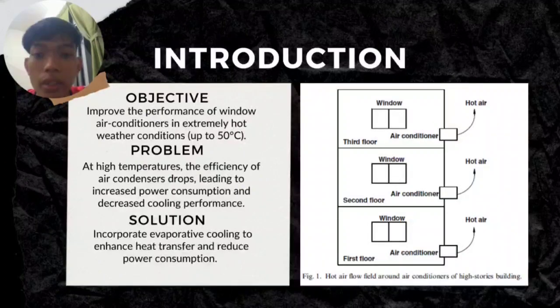So the main objective of this slide is to improve the performance of window air conditioner in extremely hot weather conditions up to 50 degrees Celsius. So the main problem is at high temperature, the efficiency of the air conditioner drops, leading to increased power consumption and decreased cooling performance. So for the solution, incorporate evaporative cooling to enhance the heat transfer and reduce power consumption.